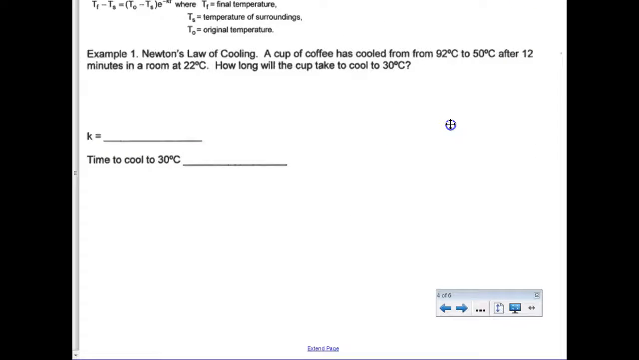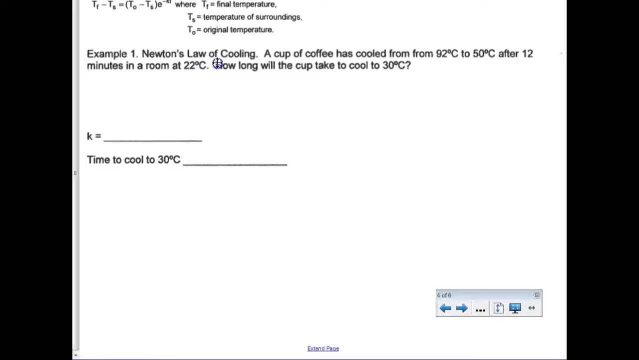So these problems are a little annoying, and that's your teacher telling you that. They have two parts. There's scenario part 1, where you're going to find the constant of cooling, and then scenario part 2, where you're going to use that constant of cooling to figure out how long it's going to take for your product to get down to the desired temperature. So I just want to warn you that you're going to have part 1 and part 2 in this question.